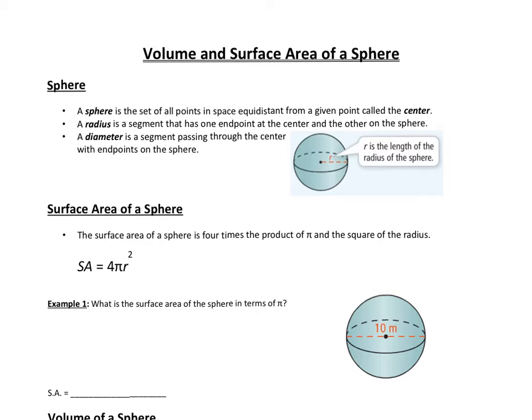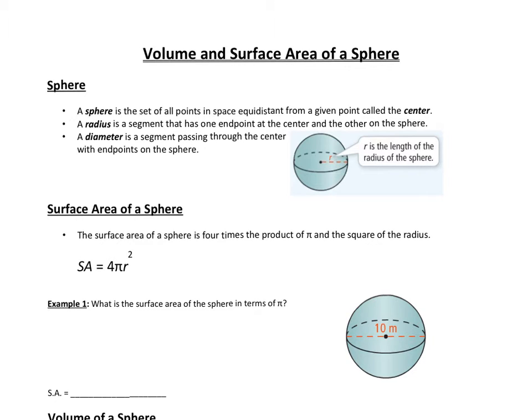Looking at the sphere here, a sphere is simply the set of all points in space equidistant from a given center. So it's like a circle, but it's three-dimensional. I think you're familiar with what a sphere is. The radius, of course, goes from the center to the edge, and the diameter goes from one edge of the sphere to the other through the center.